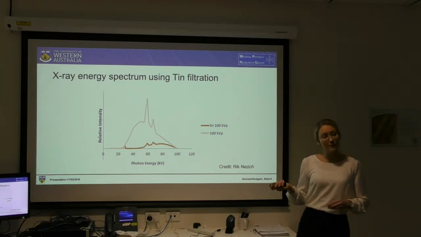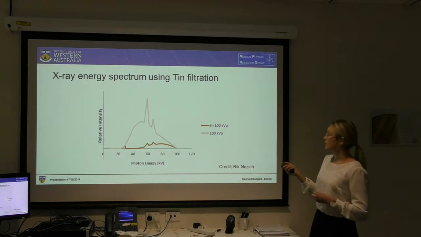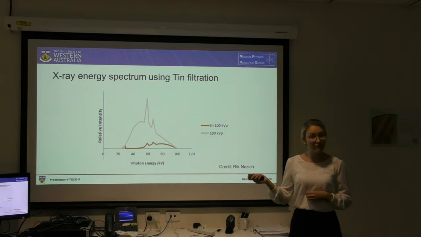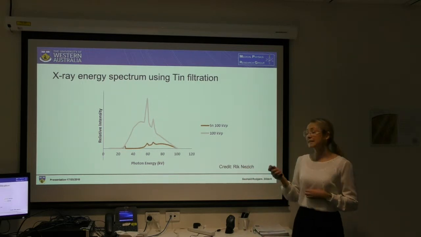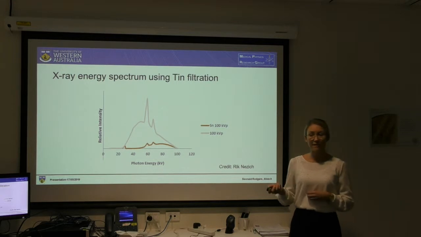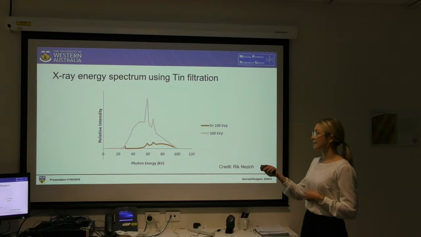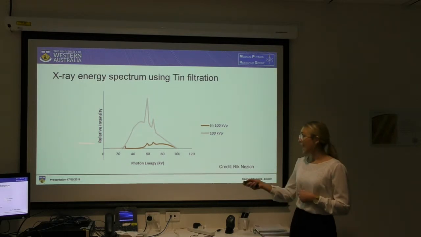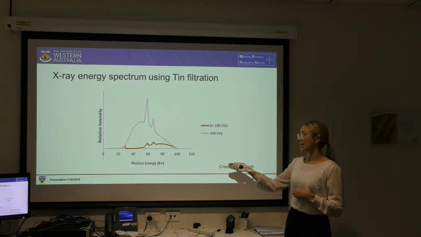This figure I've made with the help of Rick shows the beam energy spectrums of the 100 kVp beam with added tin filtration in the dark orange here compared to the standard filtration at the same kVp. You can see the overall beam intensity has decreased due to the heavily attenuating properties of the tin, and the beam energy has shifted to a higher average beam energy.